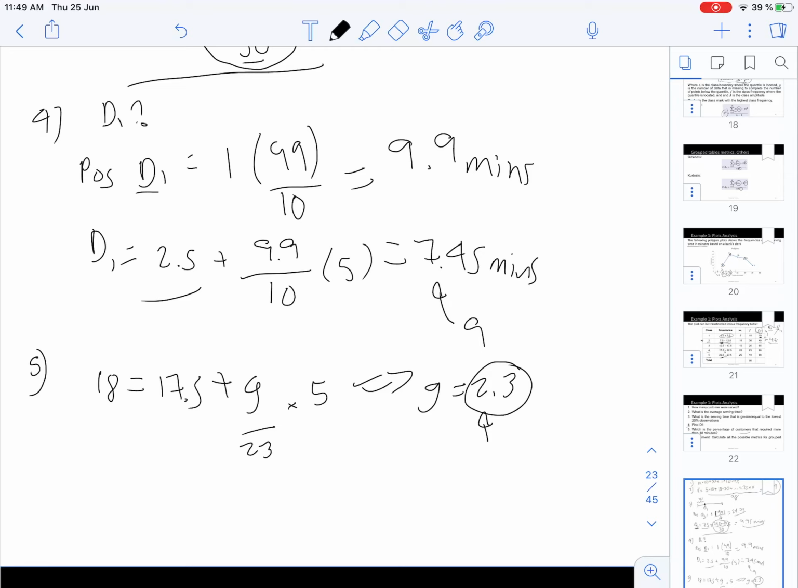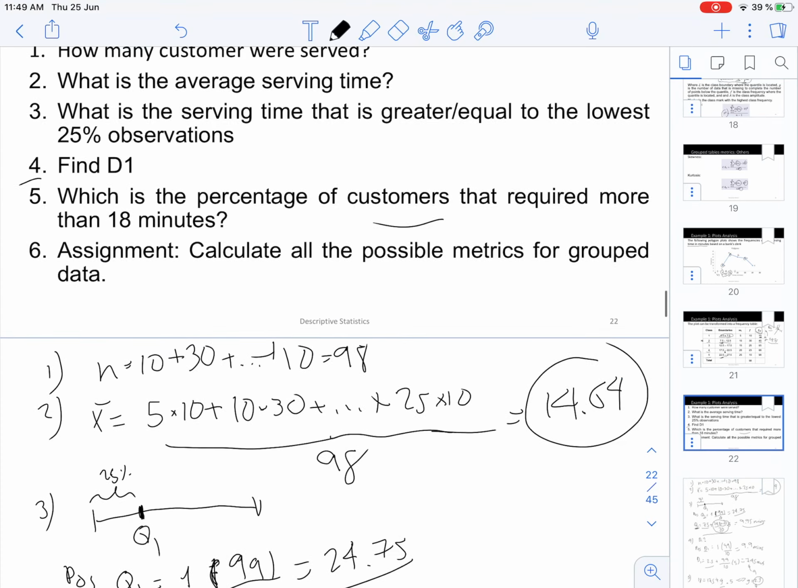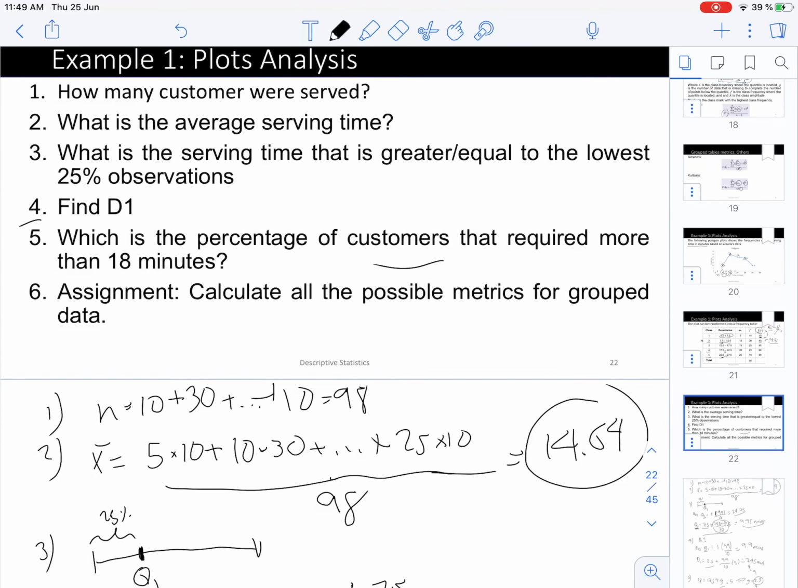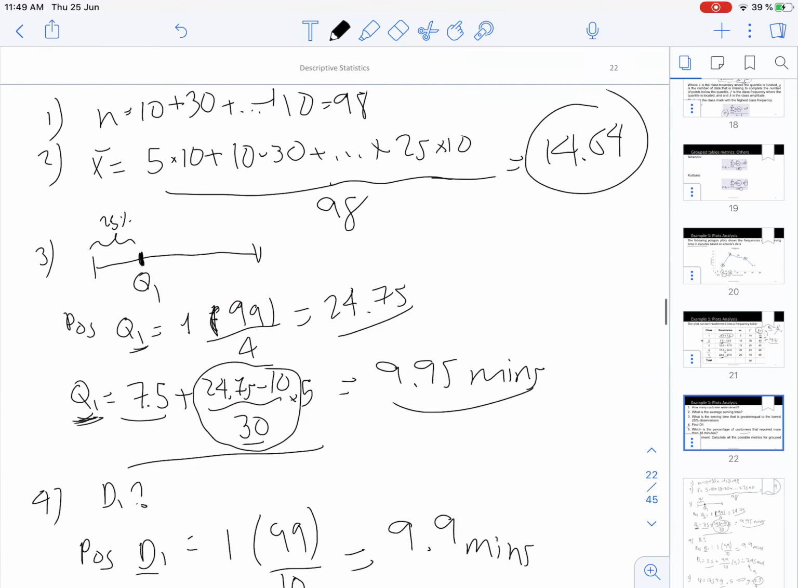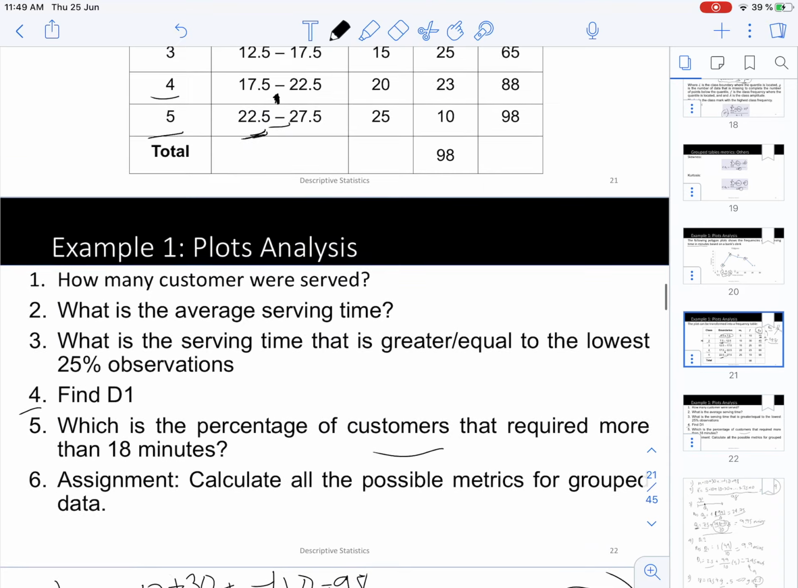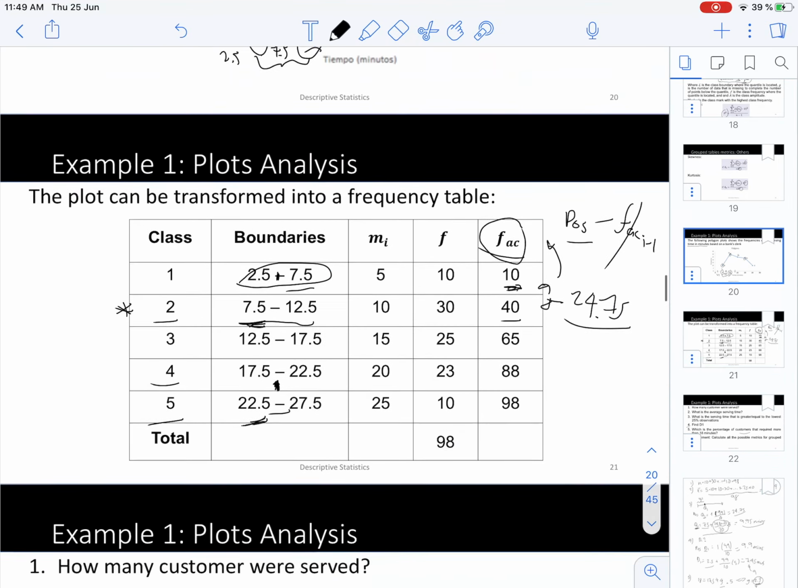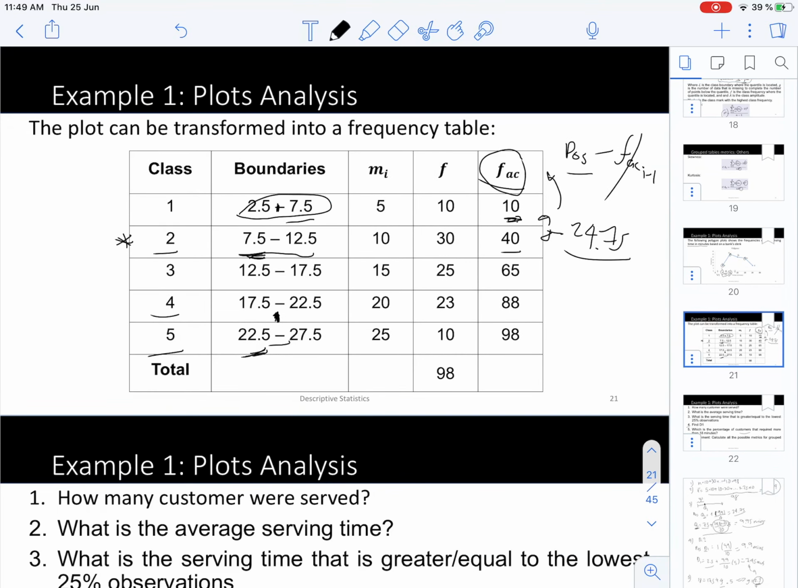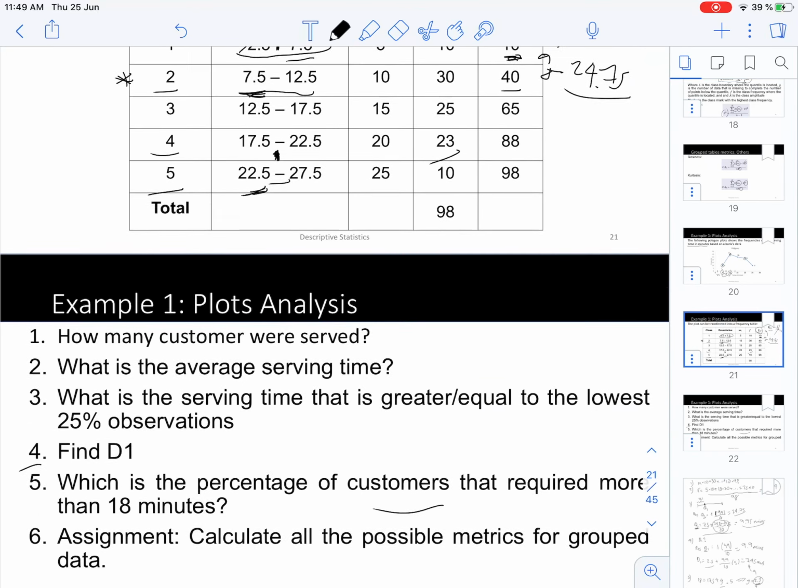This 2.3 represents the number of observations that are below the 18 minutes. So how many observations are below 18 minutes in the 4th class? We know that there are 2.3. But remember that the question here is asking about the number of customers that require more than 18 minutes. So what we need here is the complement, not 2.3, because 2.3 are below. We need how many are above 18 minutes in that class.